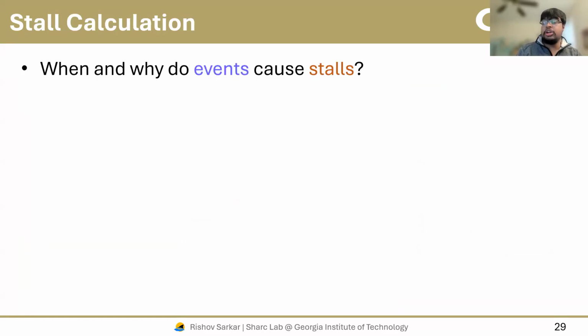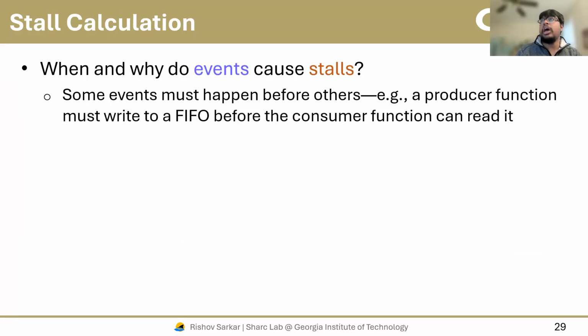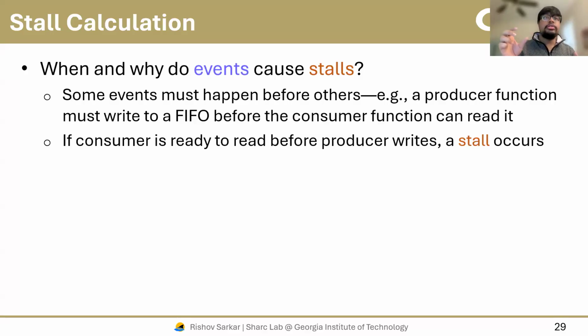The question to consider when we're talking about stall calculation is when and why do events cause stalls? The answer is that some events have to happen before others. If we have a FIFO read in one function and a FIFO write in another function, the producer doing the write has to reach that write before the consumer can read from it. If the consumer tries to read before the producer writes, then we have to insert a stall into the consumer to ensure that the finite state machine doesn't proceed until the FIFO is ready to be read.